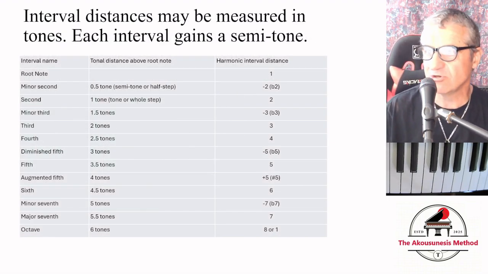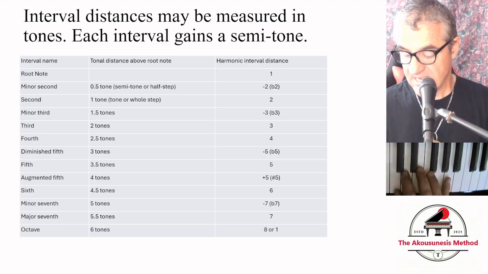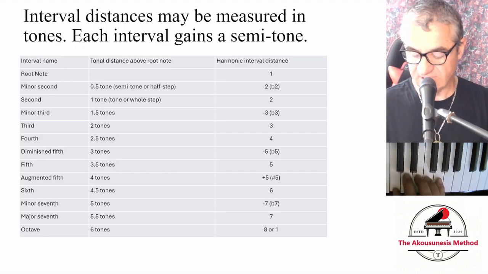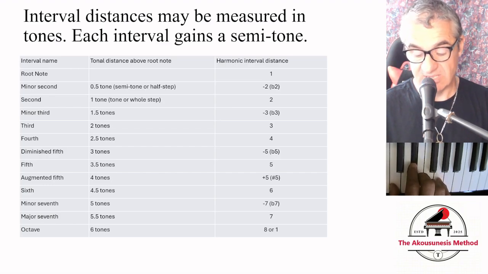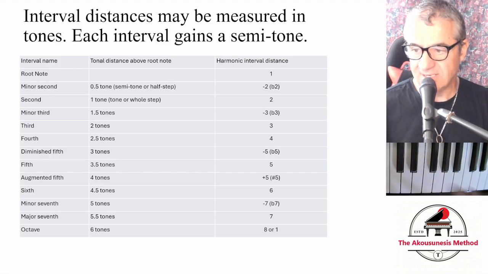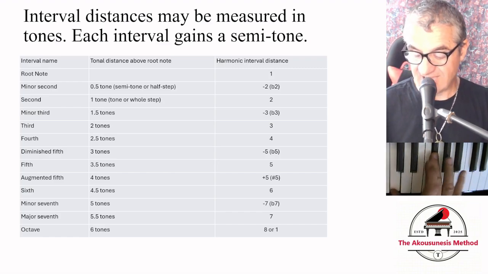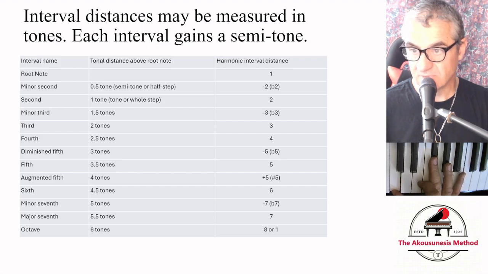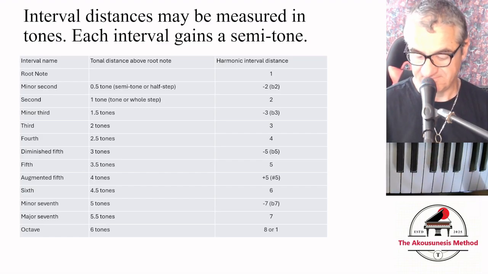All right, interval distances may also be measured in tones. So you can see as we rise, have a look at C, thumbs on C. Between C and C sharp, we have a semitone. Between C and D, we have a tone. Between C and E flat, D sharp, we have a tone and a half. 2 tones, 2.5 tones. So as we go up, we gain a semitone. And the octave has 6 tones. Halfway point is your diminished fifth, which is 3 tones. Half of 6 is 3.